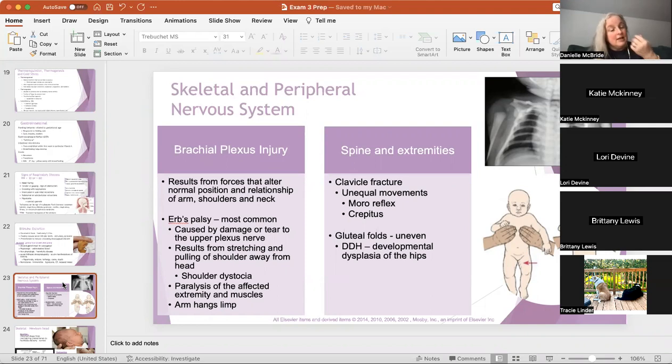Okay, so if you have a shoulder dystocia, I'm worried about both of these things. But if the arm is limp and paralyzed, I'm thinking brachial plexus. If I have an unequal Moro response, I'm thinking clavicle fracture. Makes sense?